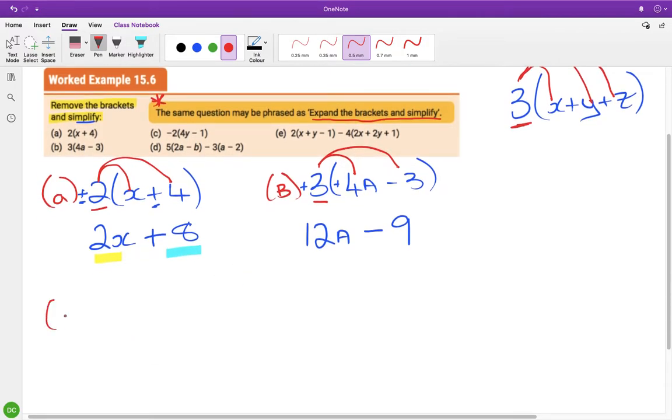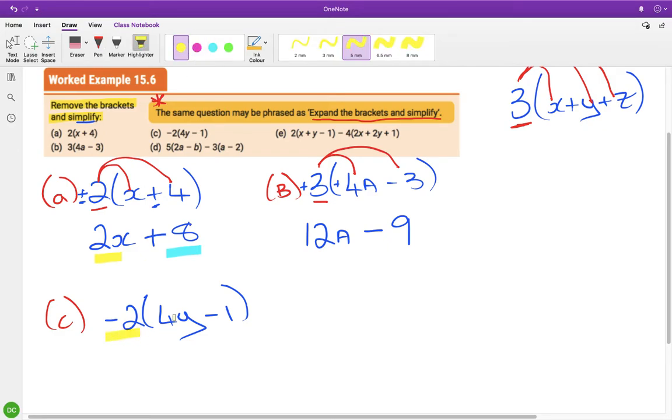Moving on to C. We have a minus 2, and we're going to multiply that by 4y minus 1. I might try the highlighter. We're going to start with the minus 2 and multiply it by the 4y. Let's have a look at signs. There's clearly a minus here, and there's nothing there, so it has to be a plus. The signs are different, which means minus. Numbers, 2 times 4 is 8. Letters, there's no letter on the 2. There's a Y on the 4, so just Y.